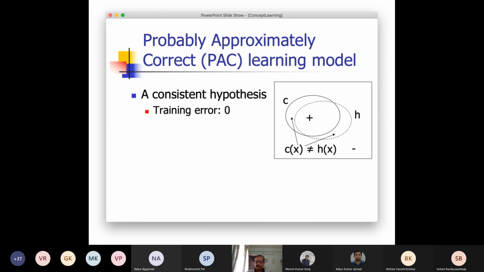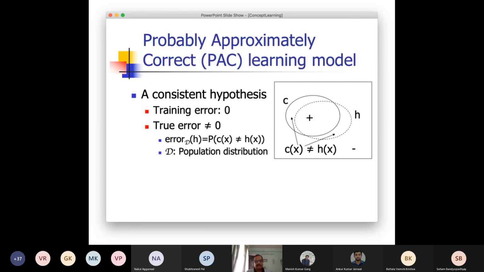But that hypothesis may not be exactly representing the concept or target function. So there would be some instances in your instance space where they will differ. That means you will have an error, which we call the true error, with respect to the whole instance space, or the population. In the whole population, if we apply your hypothesis for predicting the labels, there would be error from the true labels.